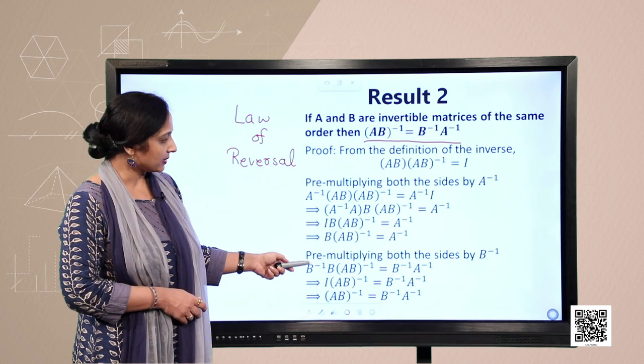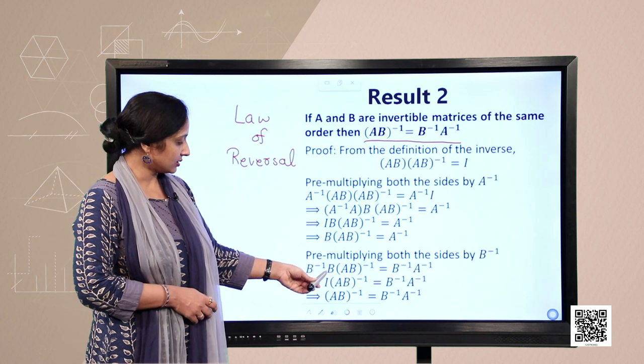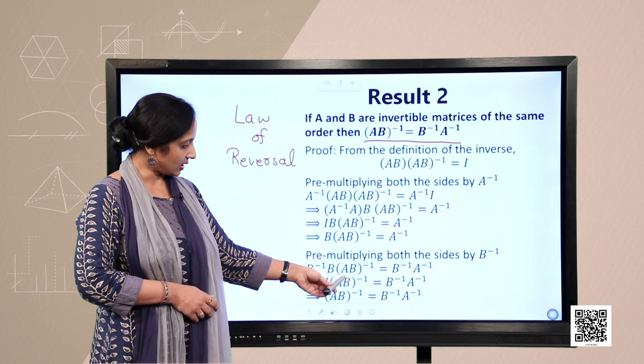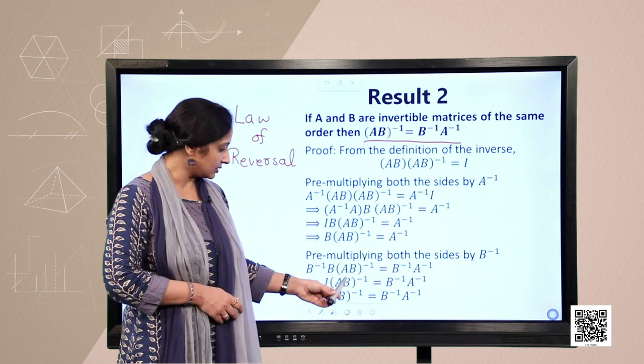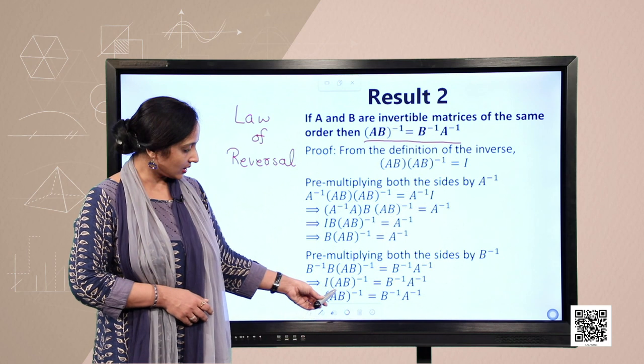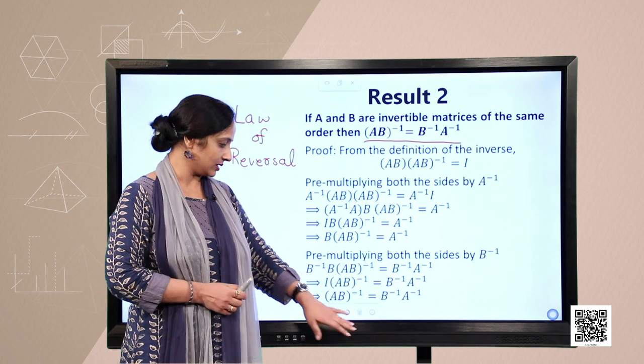Now again pre-multiplying both the sides by B inverse. So B inverse into B will give you I, AB inverse at its place. And this is B inverse, A inverse. So in turn, you are getting AB whole inverse is equal to B inverse into A inverse.